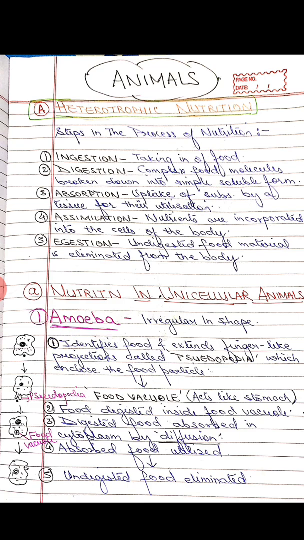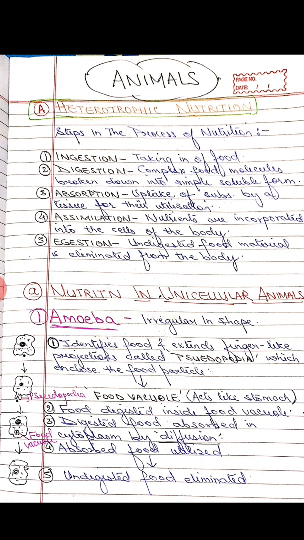Egestion: whatever food we are eating, not everything is utilized. Some of the food that we have taken up goes waste, that is undigested food material, and that undigested food has to be eliminated from the body. So this elimination of undigested food material is known as egestion.